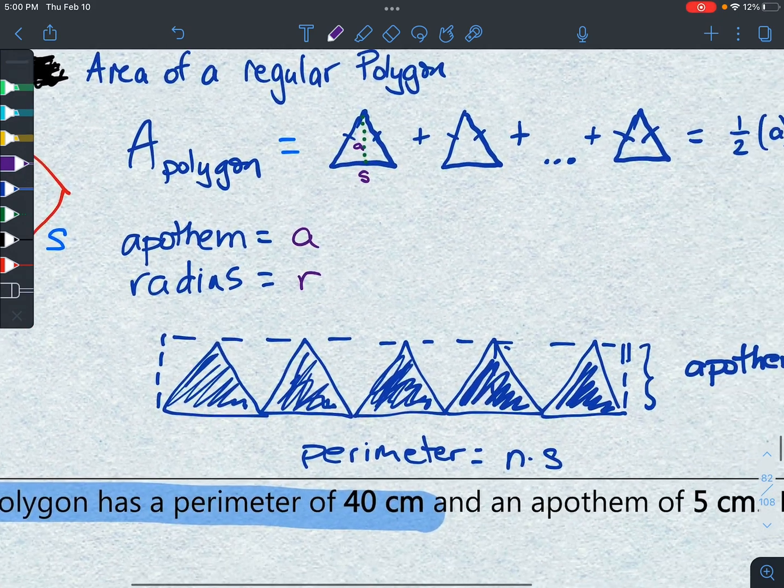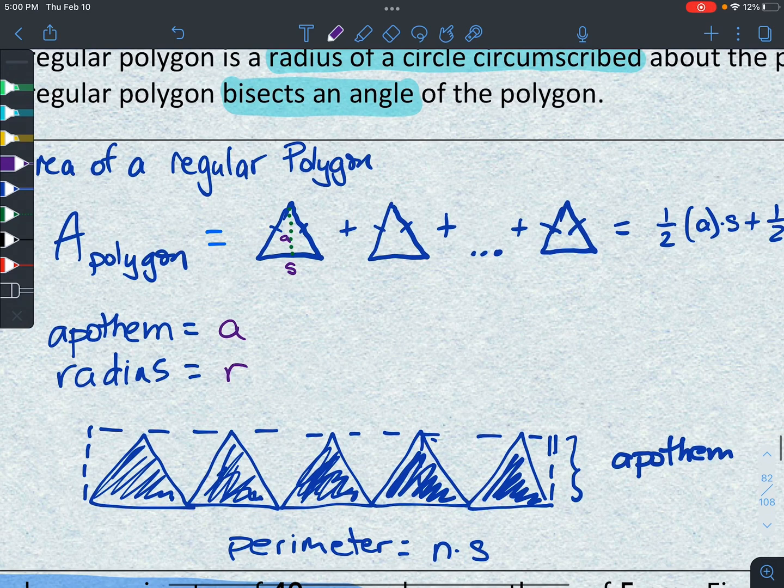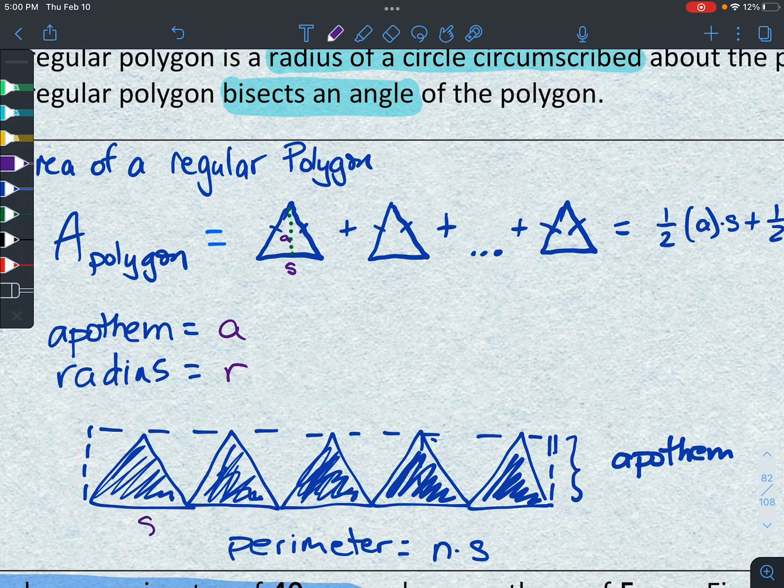For the area then, since I am adding up all of these things, I end up creating this lovely shape if I put them all together. And if I have all the sides, if I've got 5 sides, then it's going to be 5 times s. If I have 6 sides, it'll be 6 times s, whatever that side length is. And that's AKA the perimeter.